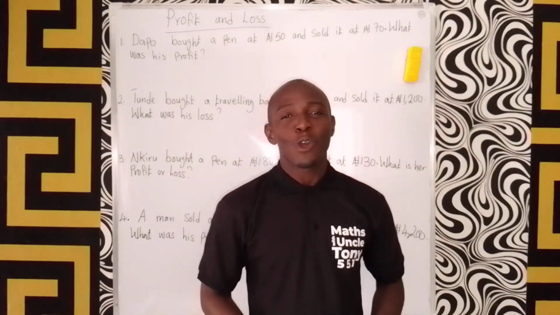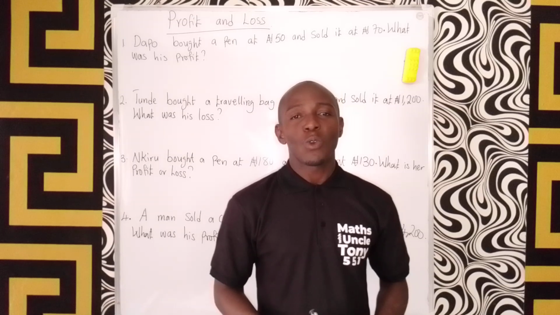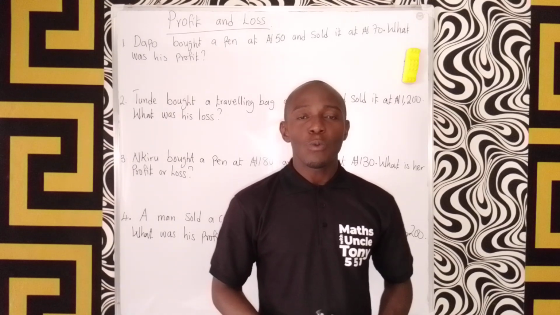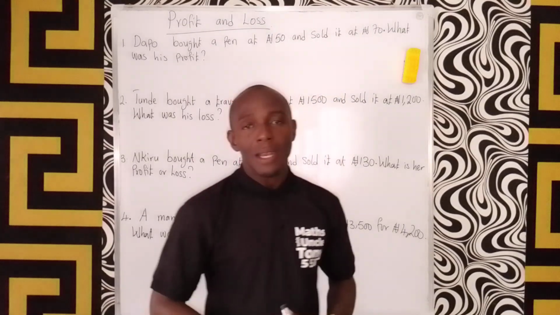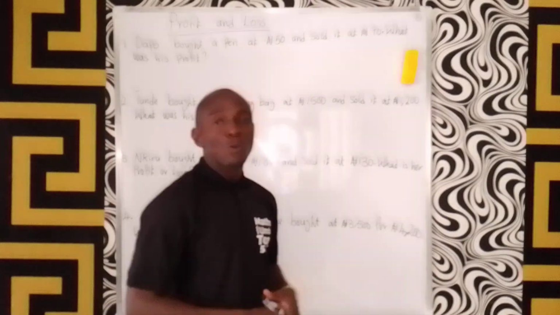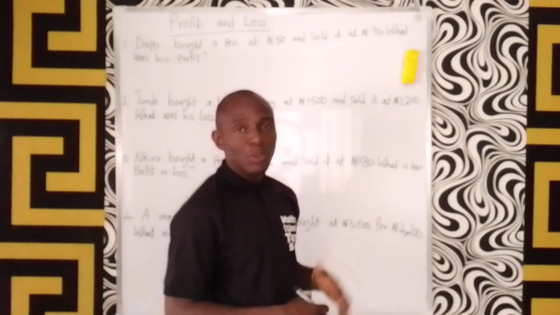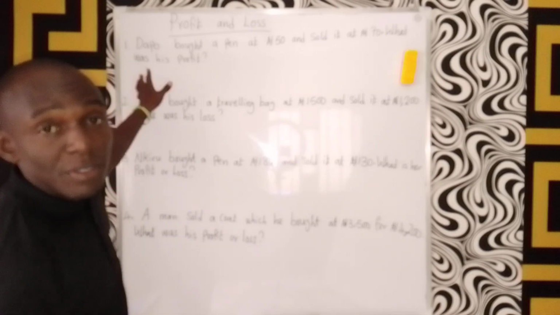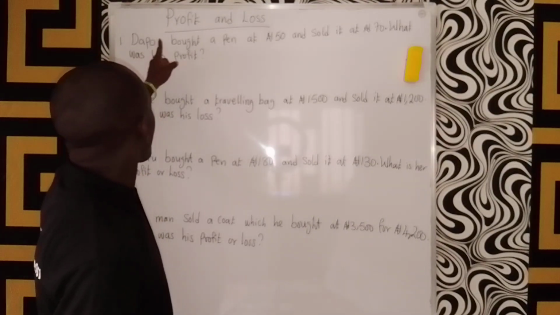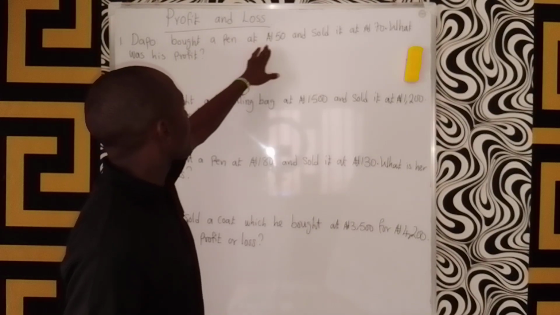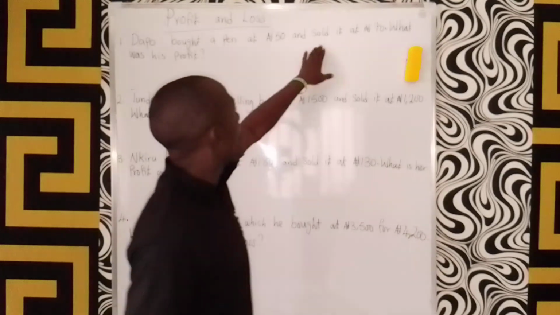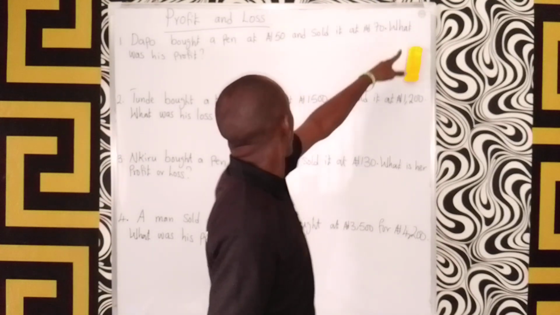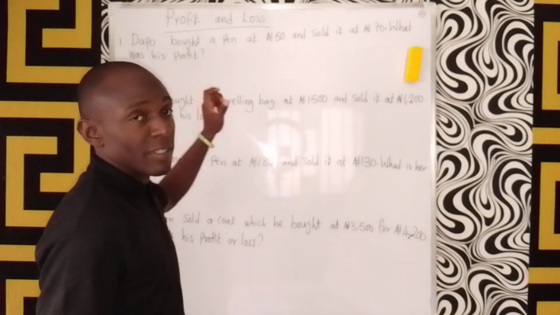Hello, you're welcome once again to Maths with Uncle Tony. In this video we'll be looking at profit and loss, and we have some interesting questions on the board that we're going to solve together. The number one question says, Dapo bought a pen at 15 naira and sold it at 17 naira. What was his profit?